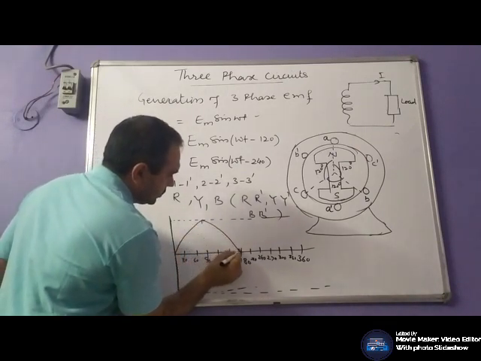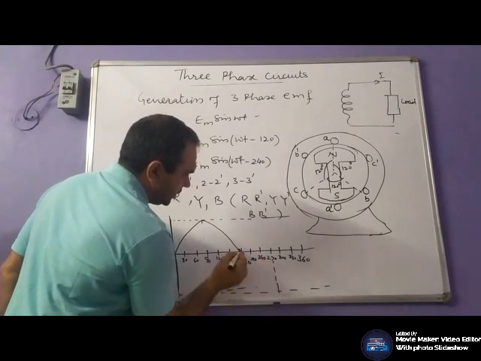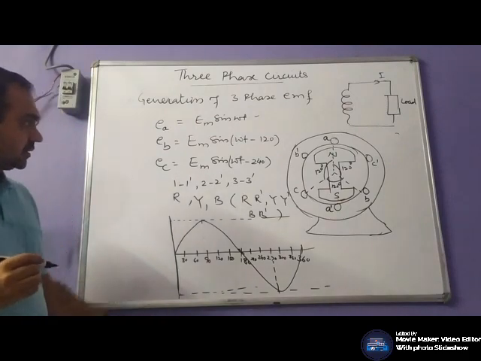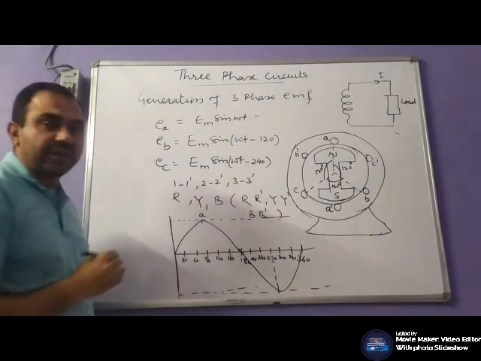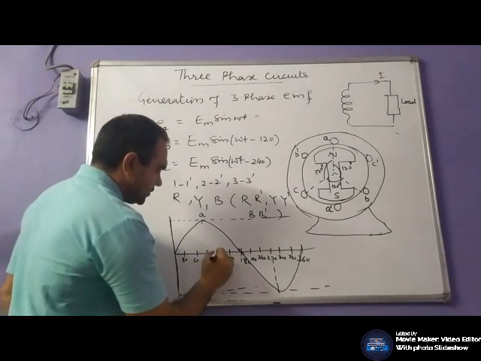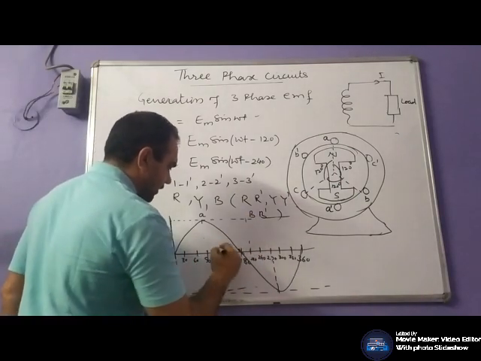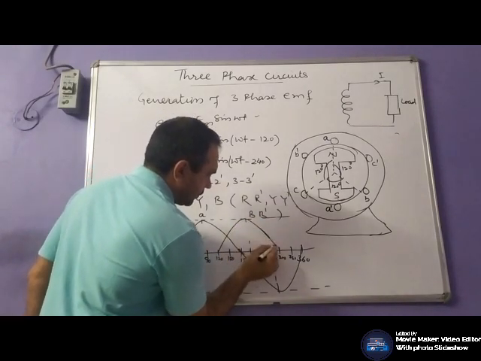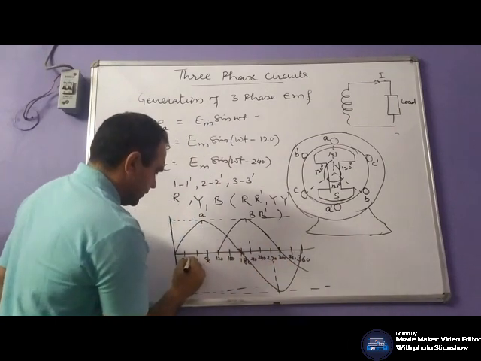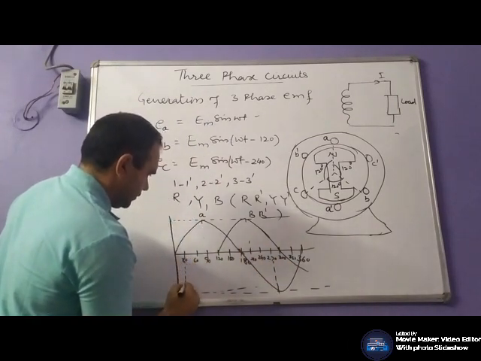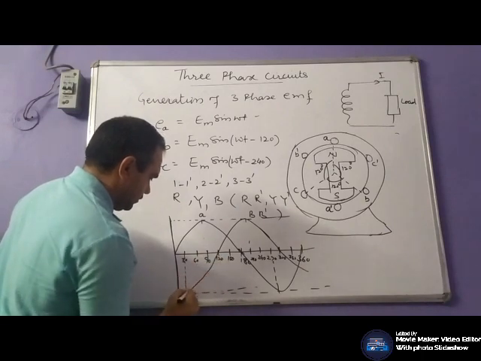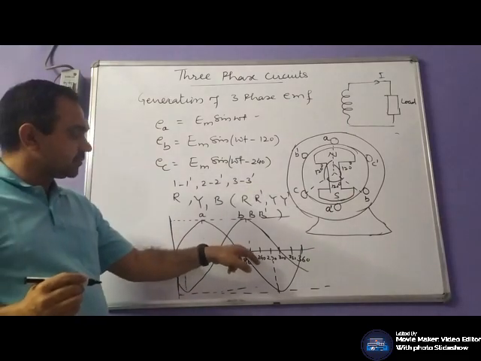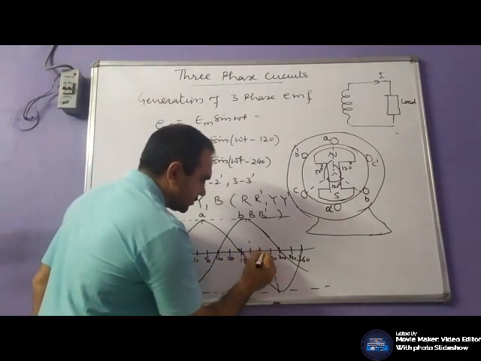We have also studied in our earlier lecture. The second phase, let it be represented by B. It's lagging by an angle of 120 degrees. The third phase, C, is further displaced by an angle of 120 degrees, that is 240.